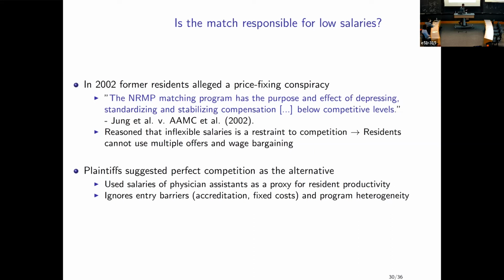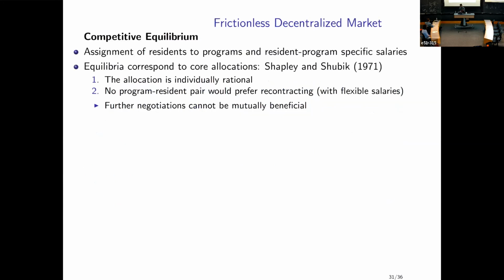The lawsuit was dismissed because Congress enacted an exception to antitrust law for the medical match. It went through the first round, and there was a line in the Pension Equity Act saying that, for the purposes of antitrust law, participation in the medical match is excluded.